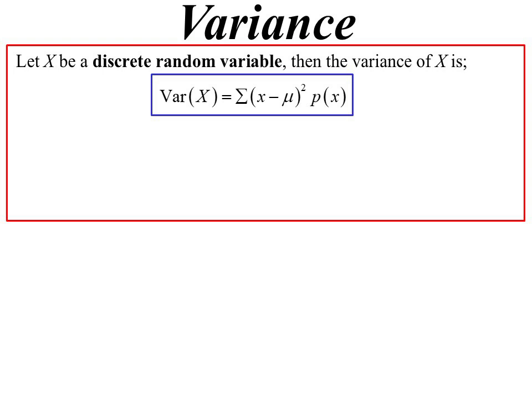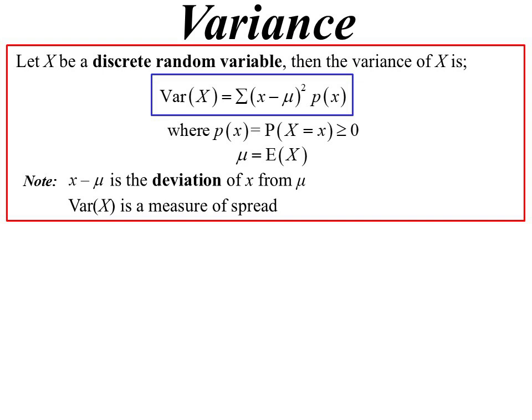The other piece of information we like looking at when investigating data is variance. So our random variable that we're investigating, x, this is how we work out the variance. It works out to be the sum of (x minus the mean) squared times the probability of the thing we're looking at, so the probability of x.